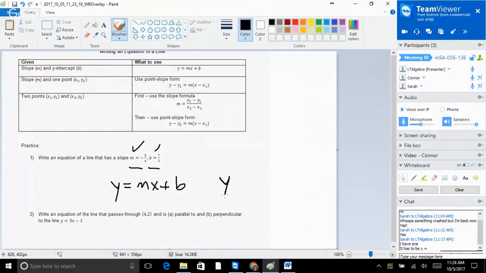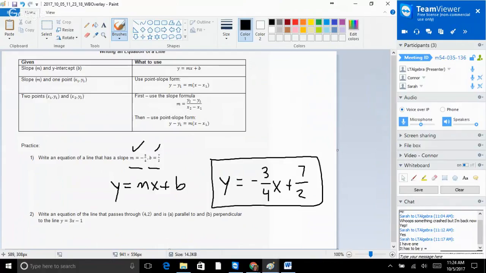So voila, our equation is going to be y equals -3/4 x plus 7/2. Wouldn't it be awesome if all of our homework was like that? I would like it.